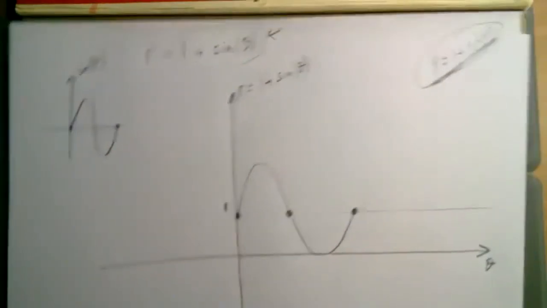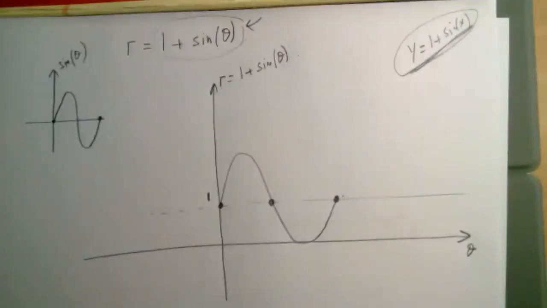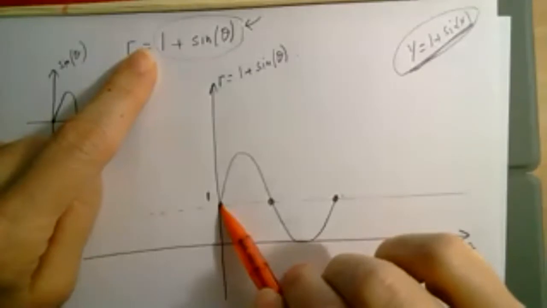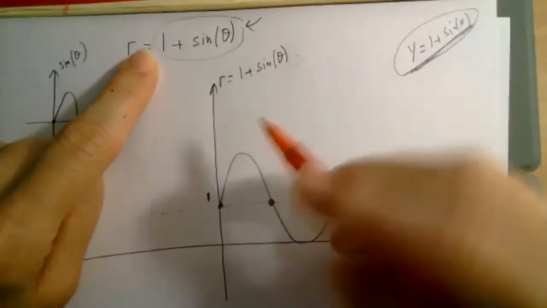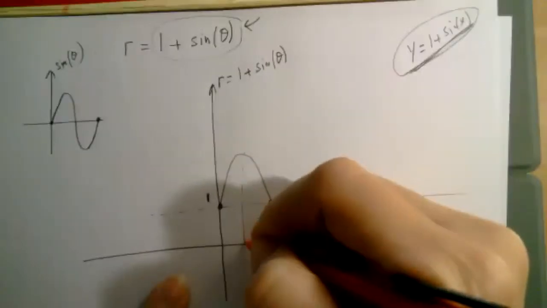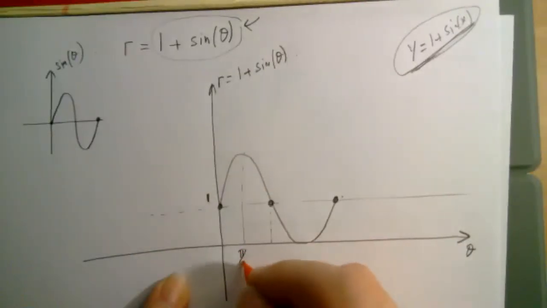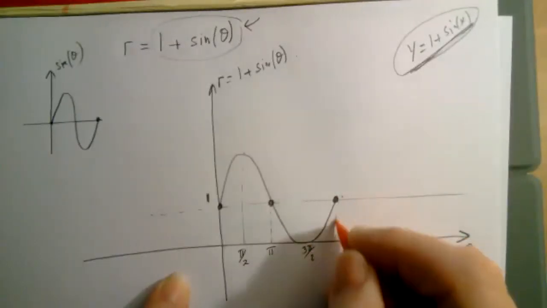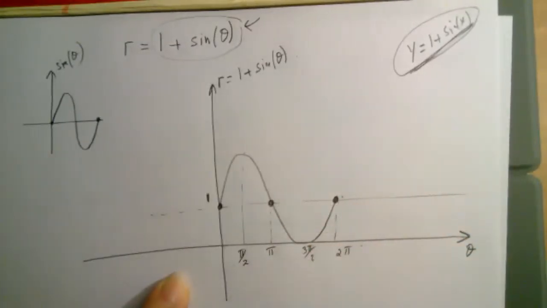That's the 1 plus sine. So what does this tell me? If theta is 0, R is 1. That's what I'm reading from this graph. And so this would be, according to the picture, pi over 2. This will be pi, 3 pi over 2, and 2 pi.